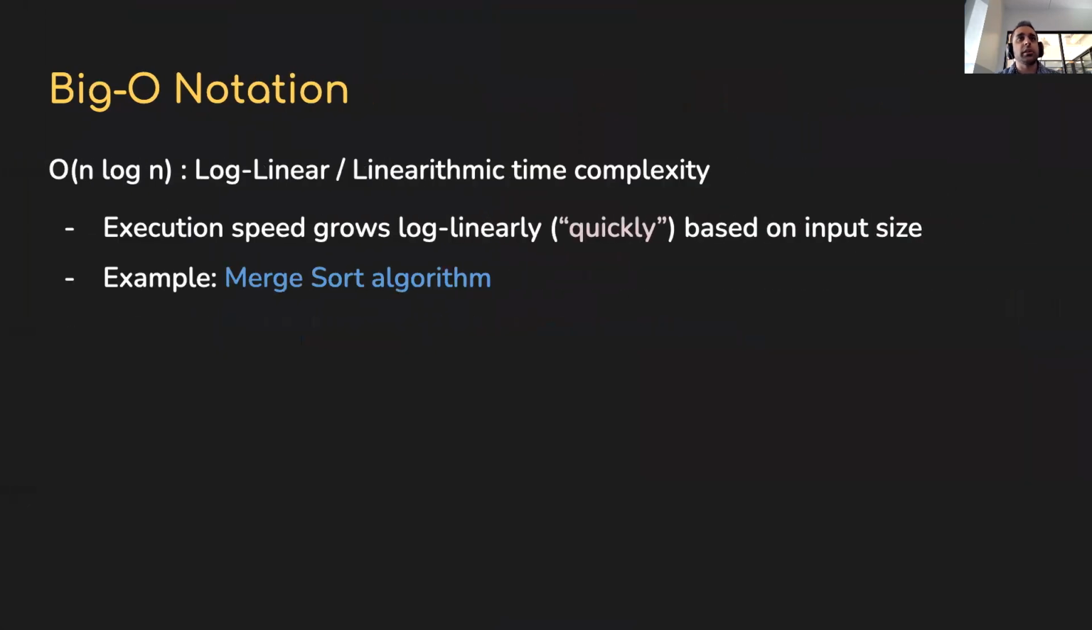Okay, there's also log linear. Merge sort is an example of it. Again, this is just quicker or more quickly than linear. So it's going to have a faster growth rate than O of N. Again, merge sort, you guys can look that up, but merge sort is one example of log linear time complexity.